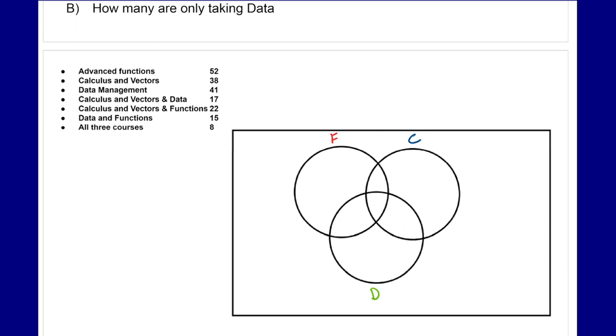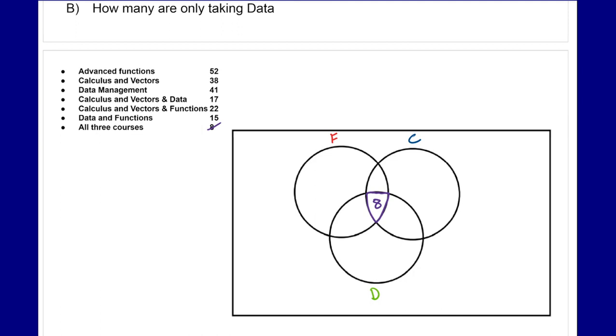Now, it might seem confusing on where to start, but the easiest place to start is always in the very middle. Start where there's overlap of all 3 courses or all 3 events, because this way we know we don't have to subtract anything. If we look at the very middle, we're looking at all 3 courses. So there are 8 students in the middle. There's no other overlap. We don't have to subtract anything from it.